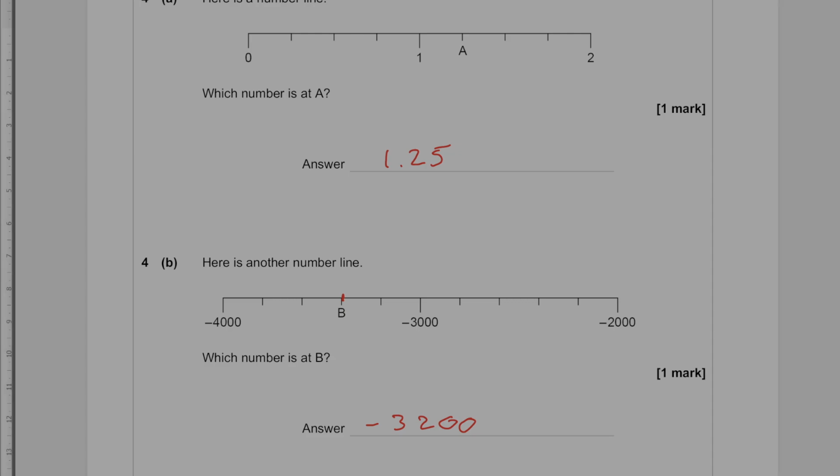Misspoken there. We're going down in 200 each time. So that's 2 steps. So that would be minus 3,400. Okay.